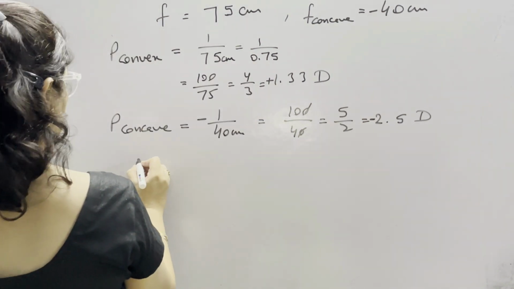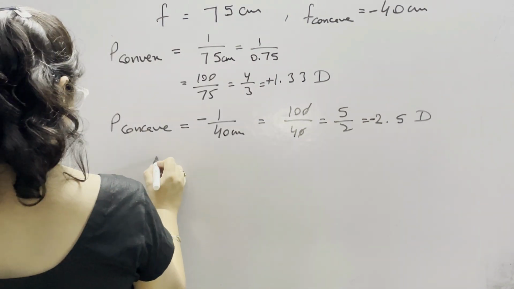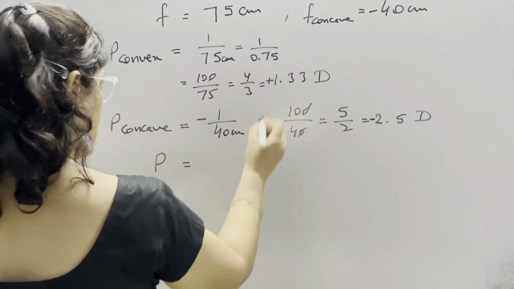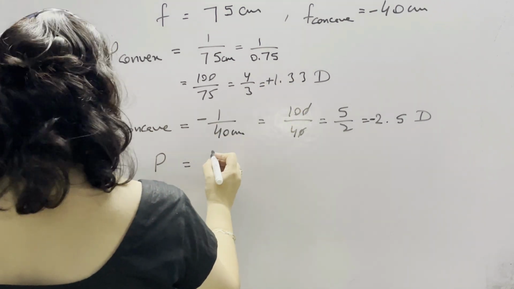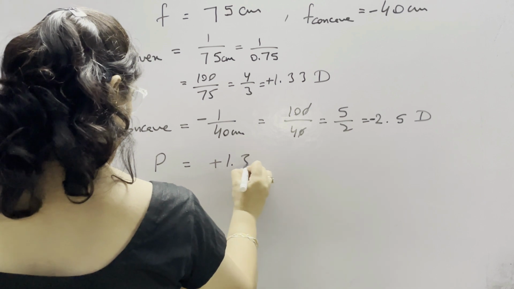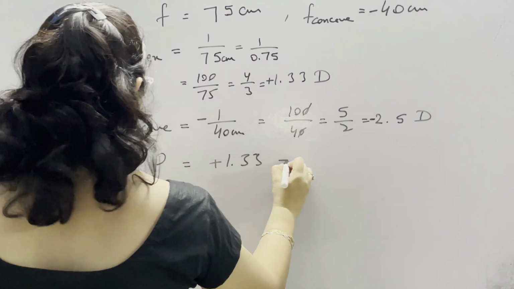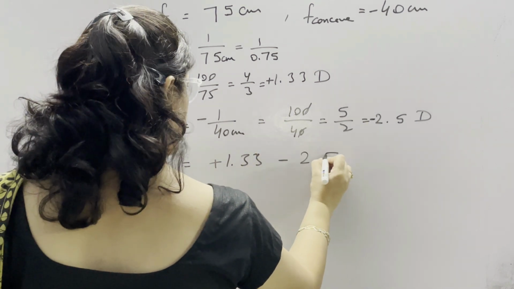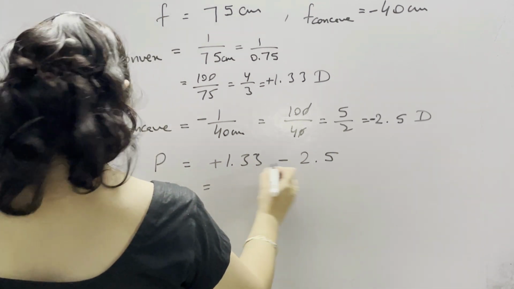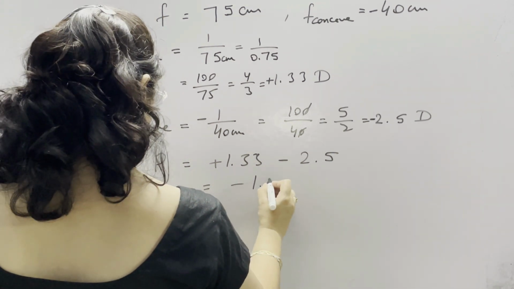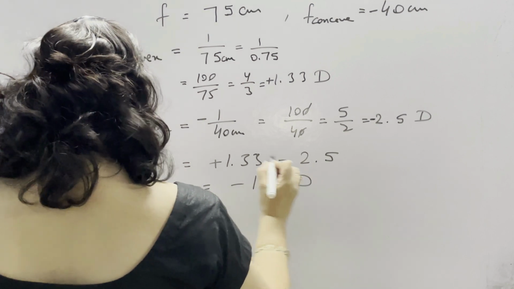So their combined focal length. First of all, their combined power is equal to the power of the first convex lens, plus 1.33, and the power of the concave lens, minus 2.5 diopter, and their calculation comes out to be minus 1.17 diopter.